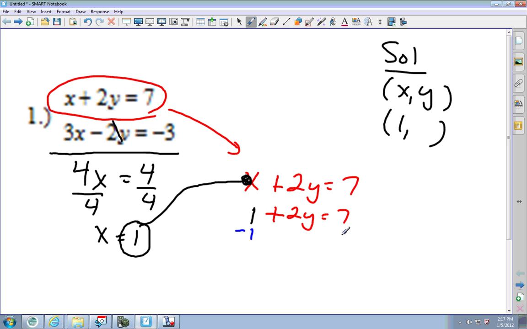I'm going to subtract 1 from each side. I get 2y equals 6. I'm going to divide by 2. Y equals 3. My solution is 1, 3.